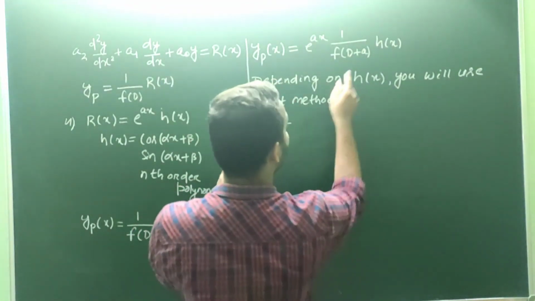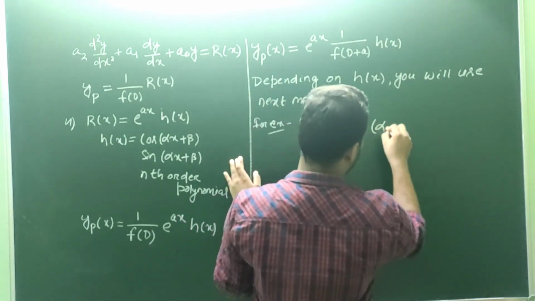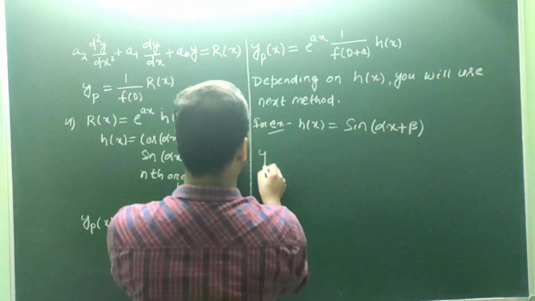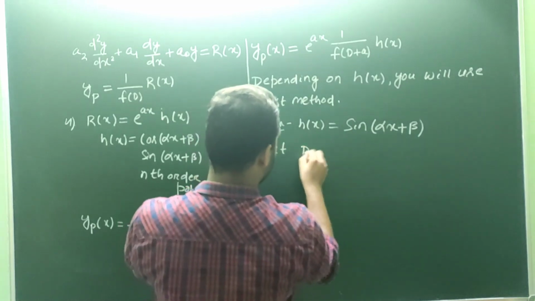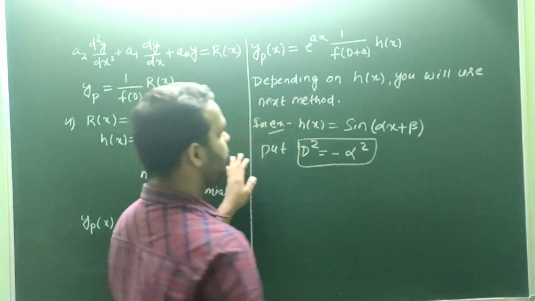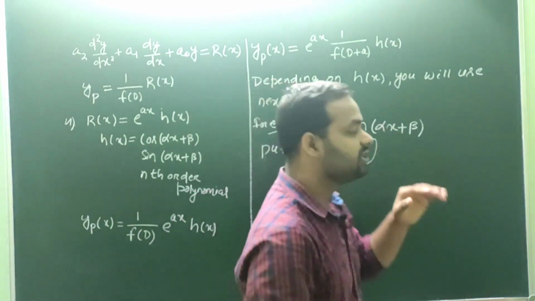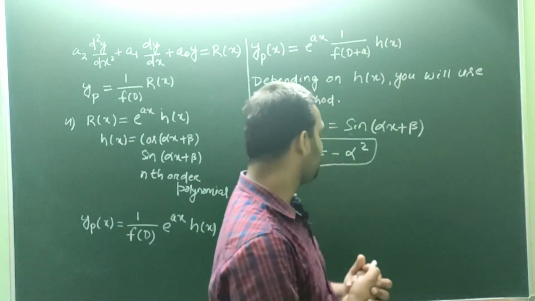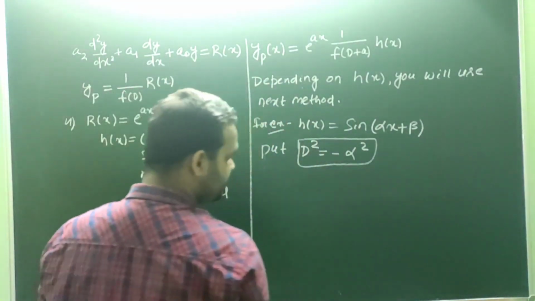So for example, if this h of x is, let's say, sine alpha x plus beta, then how do you proceed here? You have to put d square is equal to minus alpha square. I have told you in the previous class how to proceed whenever there is a sine or cosine function, or there is nth order polynomial. You can go and watch that class, right? So this is the basic idea. So let me take an example here.